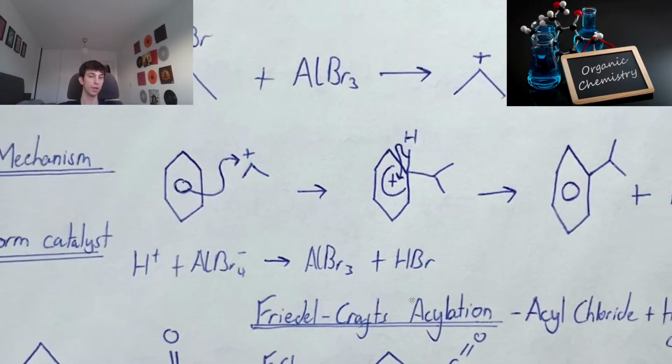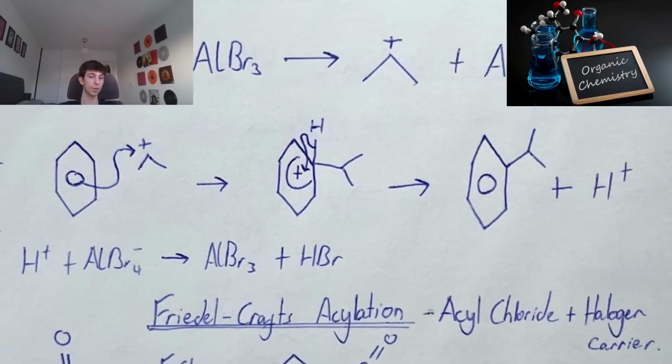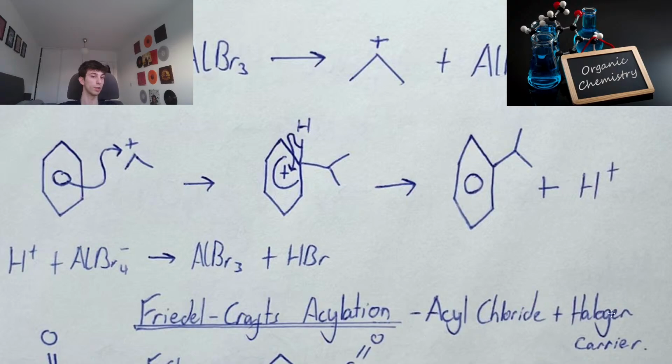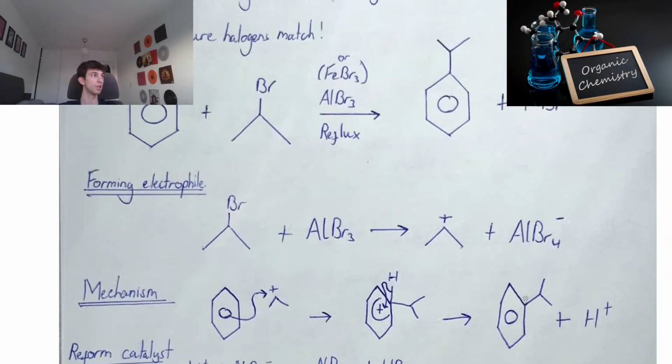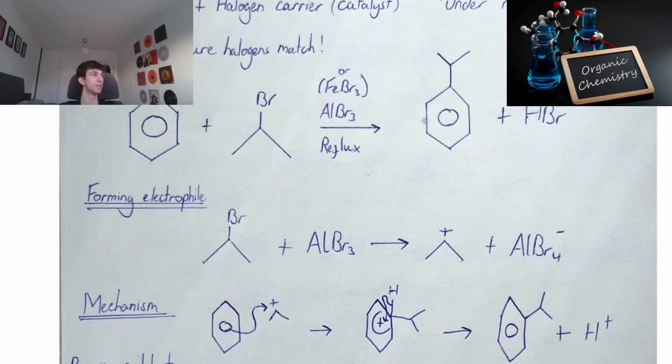So the H+, plus the AlBr4 minus, we'll get back our aluminium tribromide and our HBr. Now focusing on acylation, guys. For acylation, we're going to need an acyl chloride and the halogen carrier. This is electrophilic substitution, guys. We form that electrophile. We know benzene is too stable for electrophilic addition. Therefore, we have electrophilic substitution.